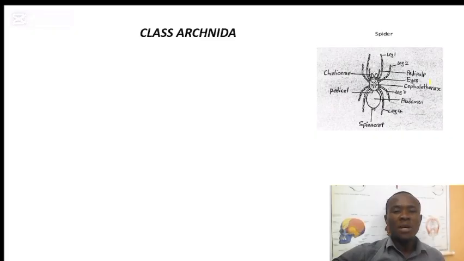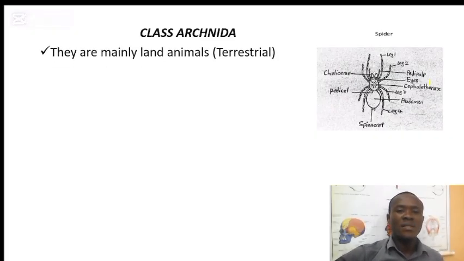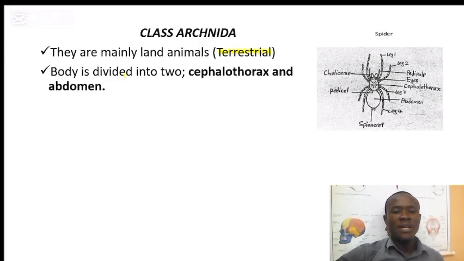Next that we have to talk about is the class Arachnida. Let's start with the general characteristics of the organisms under the class Arachnida. One, they are mainly terrestrial. When we talk about animals being terrestrial, that means they live on land. Their body is divided into two segments: the head and the thorax are fused to form one segment called the cephalothorax, and we have the second segment called the abdomen.